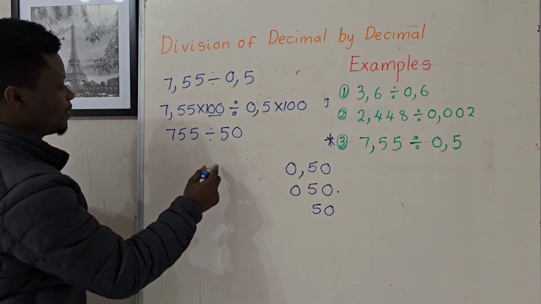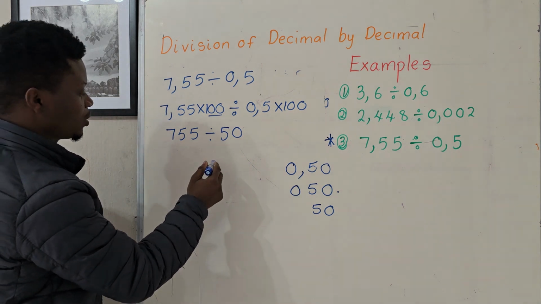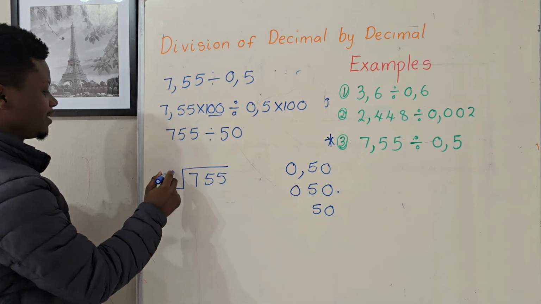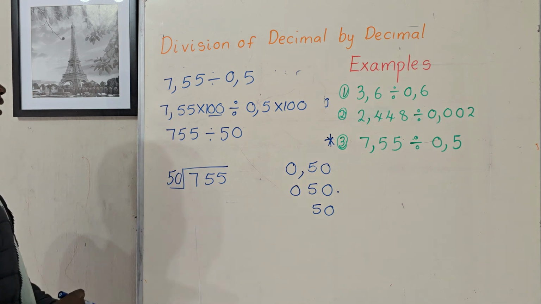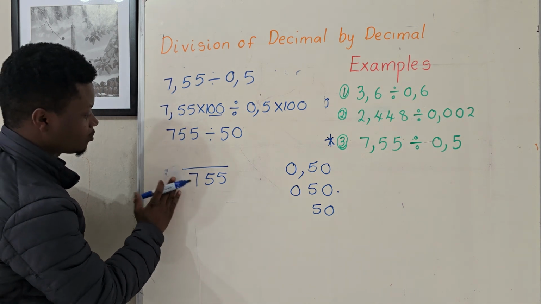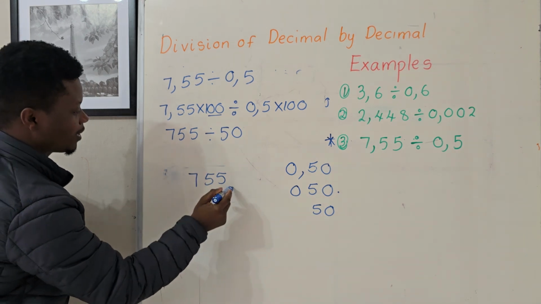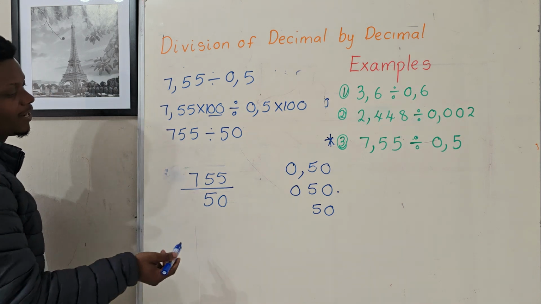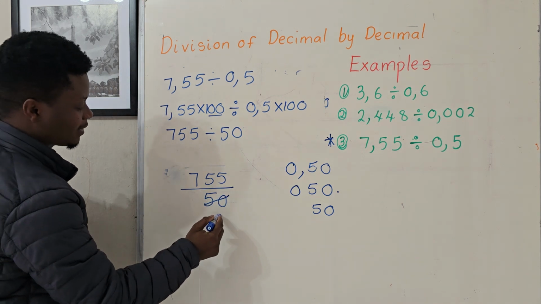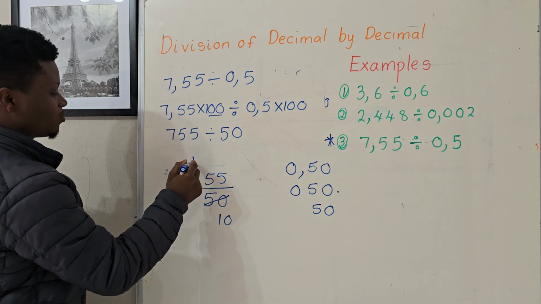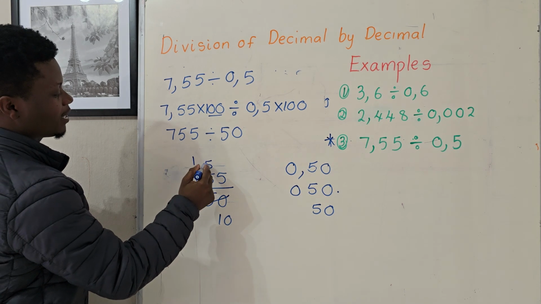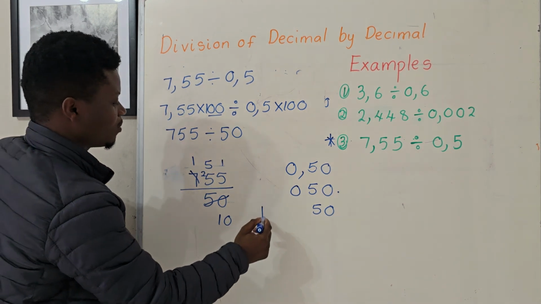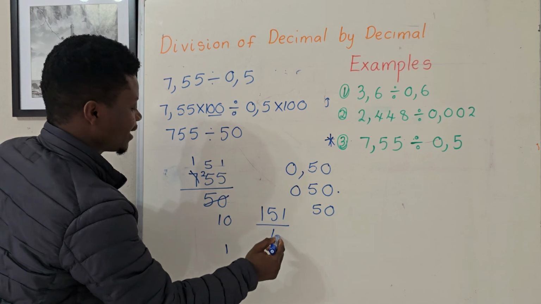And from there, we can now divide the normal way that we know. I'm going to use the short division in this case, which is 755 being divided by 50. Okay. I like most of the times to write it like this. 755 being divided by 50. So the number that divides 755 and 50 is 5. Let's start with 5. 5 into 50, that's 10. 5 into 7, that's 1, remainder 2. Into 25, that's 5. Into 5, that's 1. Then you have here 151 being divided by 10.